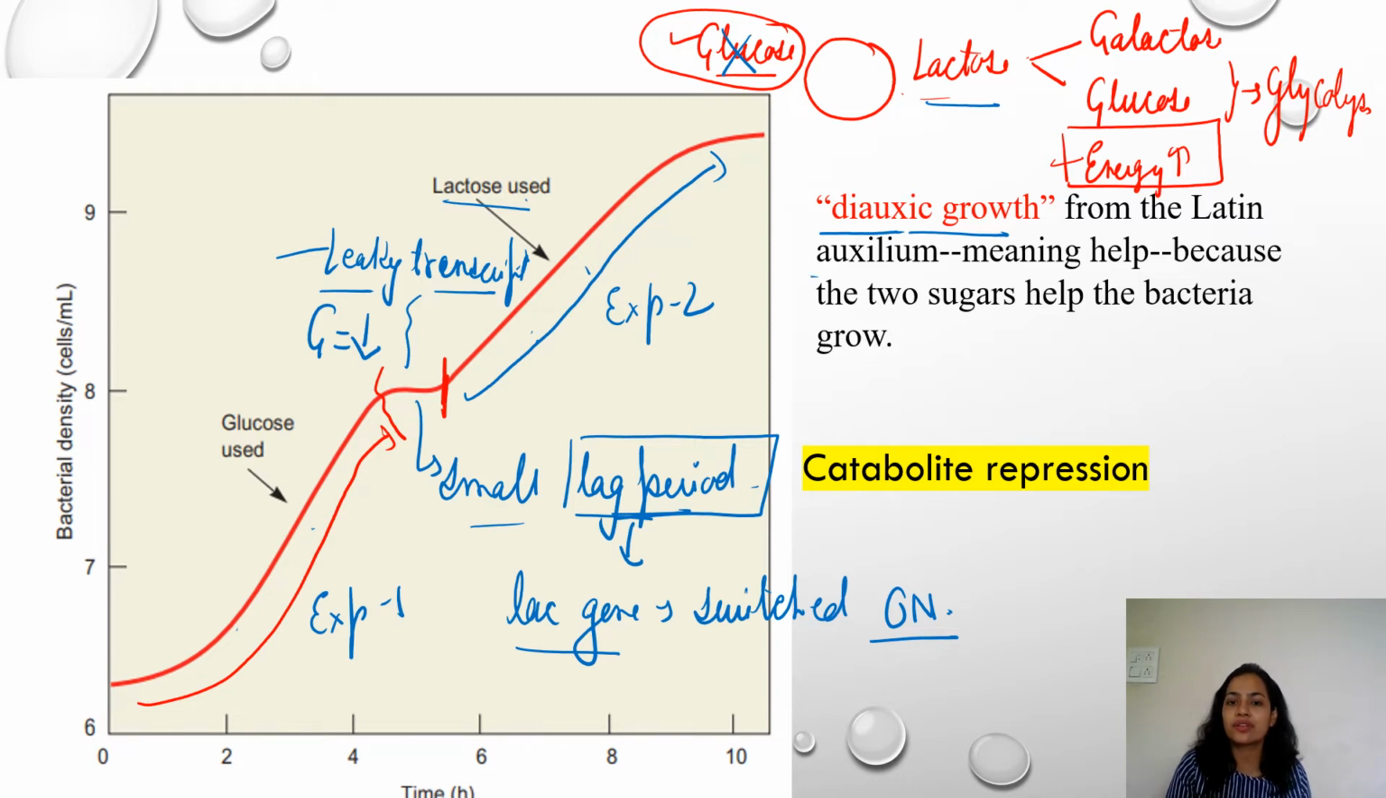Diauxic comes from the Latin language, where auxilium means help. Here, because the two sugars are helping the bacteria to grow, that's why this type of growth curve is known as the diauxic growth curve.